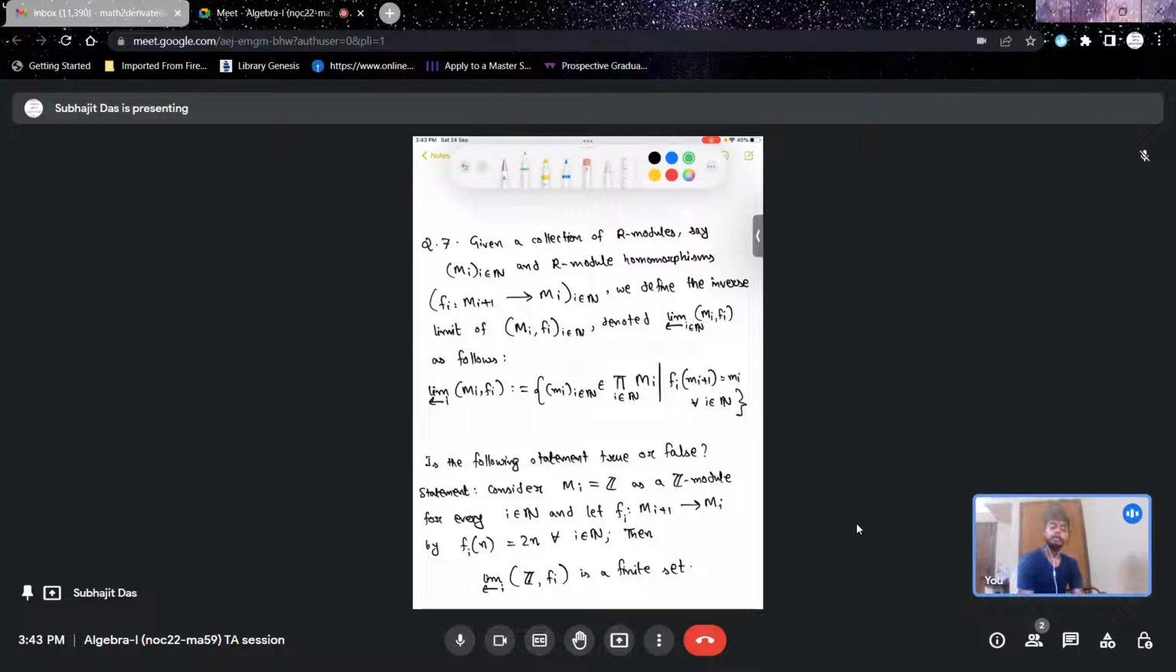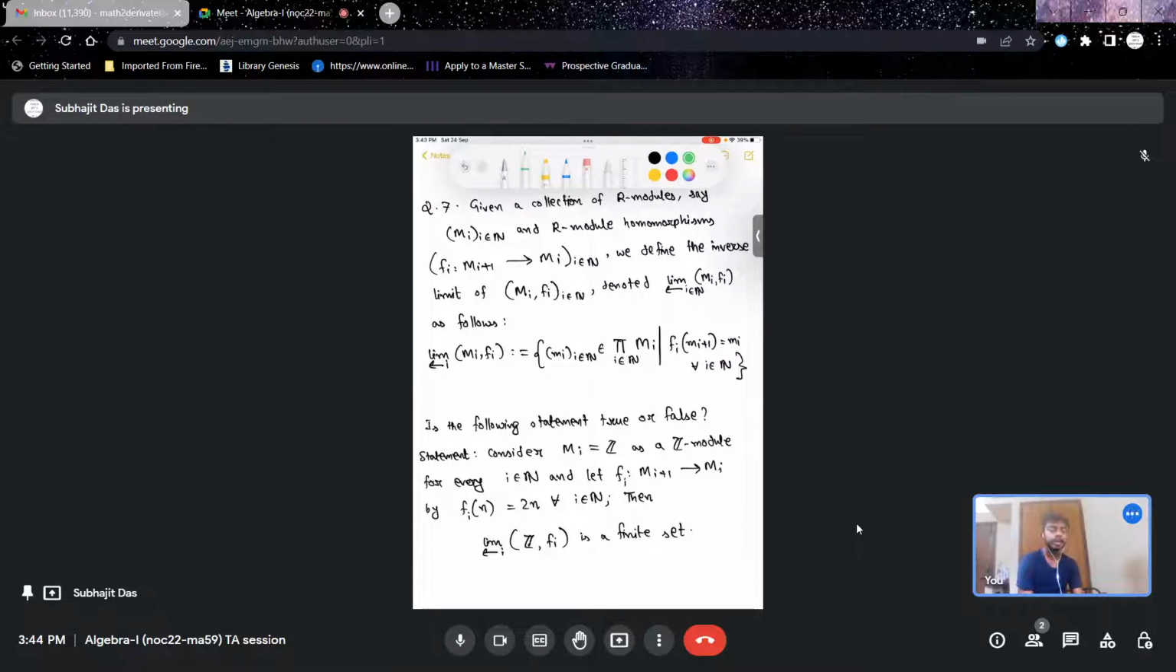right? So this system is called an inverse system, and we define the inverse limit of this system, denoted as this limit, you take an arrow in the opposite direction, Mi, fi. We define it to be as follows. It is precisely the set of all elements in the product of the Mi, so an N-indexed tuple, little mi, belonging to the product of Mi's, such that fi applied on mi plus 1 gives you mi for all i in natural numbers. Okay, so this is how we define the inverse limit, and then we are asked to figure out whether something is true or not.